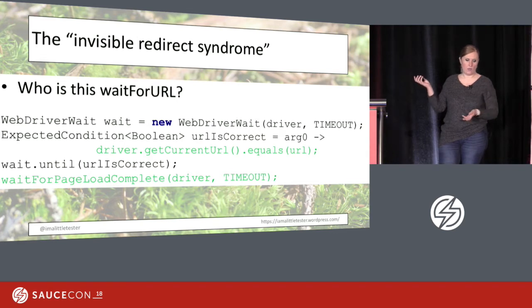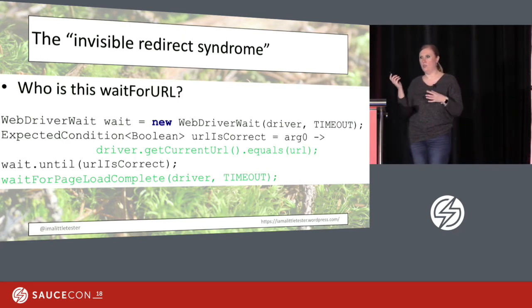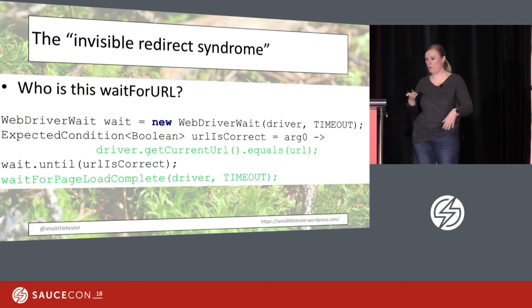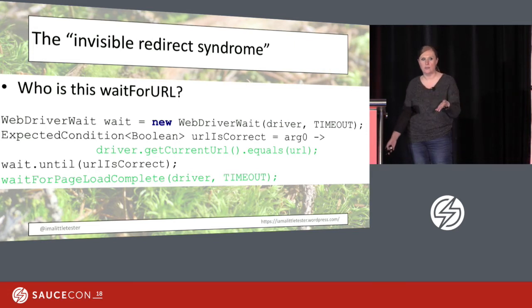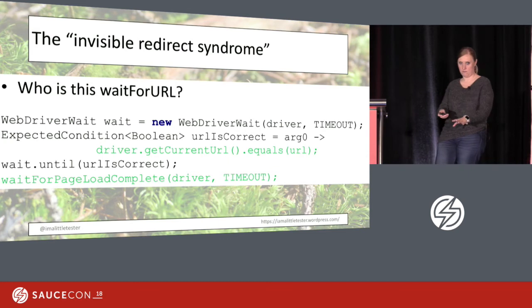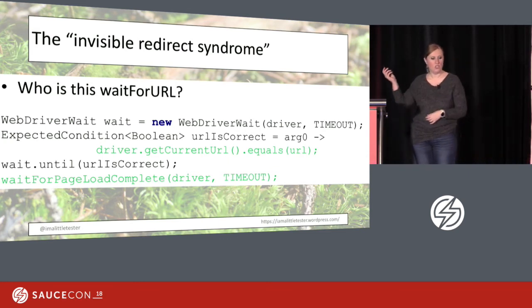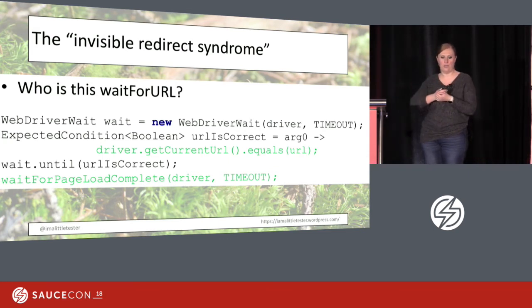What is this wait? Well, in my case, the wait is just wait until the driver.getCurrentURL, which is from Selenium, equals the expected URL. And then I'm also doing a call to the waitForPageLoad complete to make sure that the page also loaded. So it's not just that I'm on the correct URL, but I also wait for the page to fully load before I can check anything on it, right? Make sense? Yeah, OK. Good. So this is how I solve the issue with waiting for specific URLs.